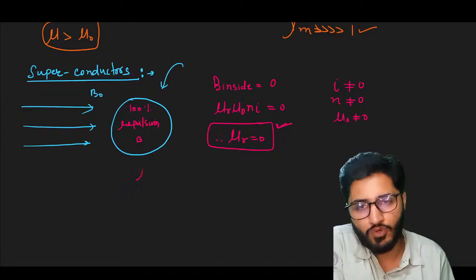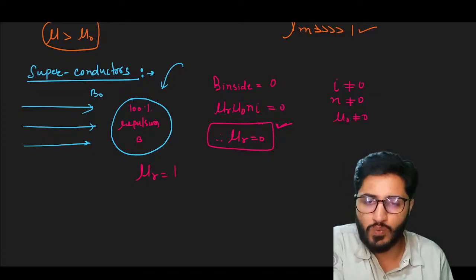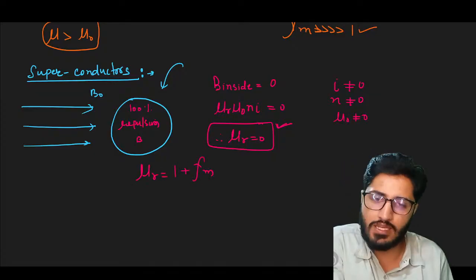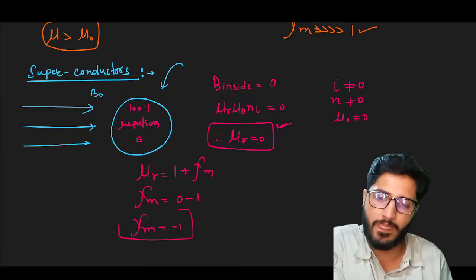What about chi m? So nu r is equal to 1 plus chi m. Nu r is 0. So chi m came out to be 0 minus 1. That means chi m came out to be minus 1.